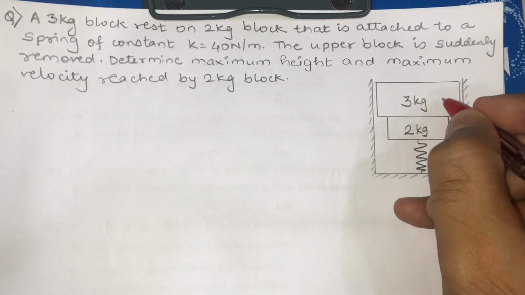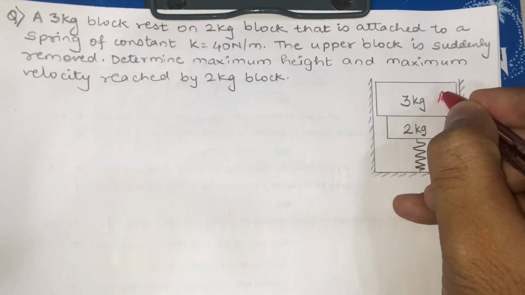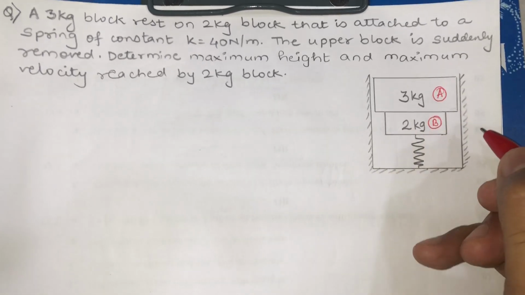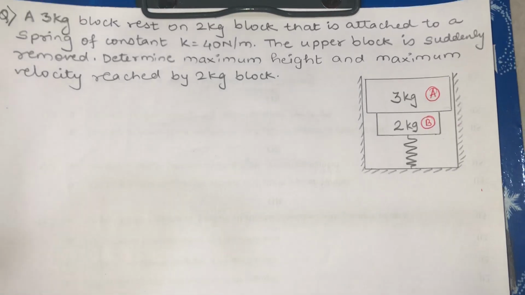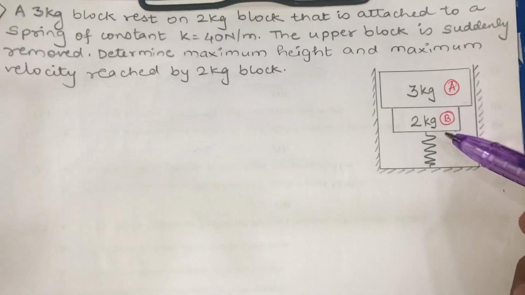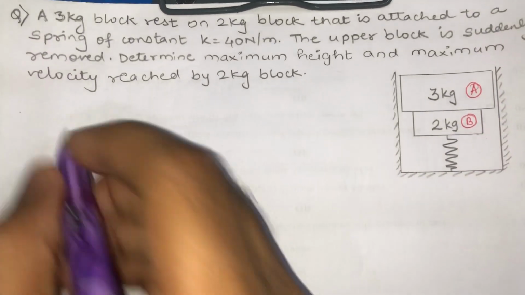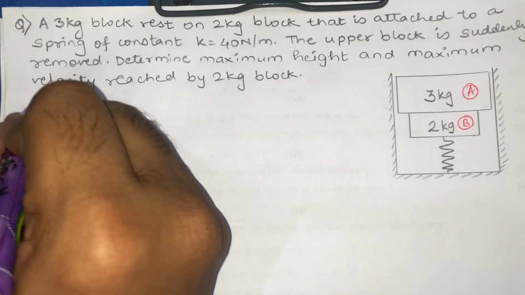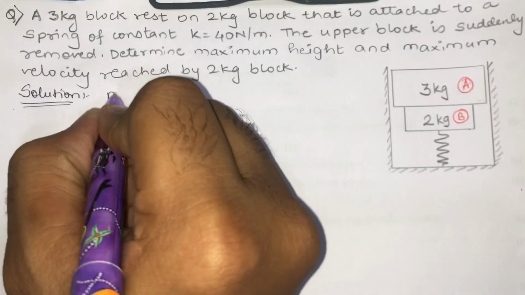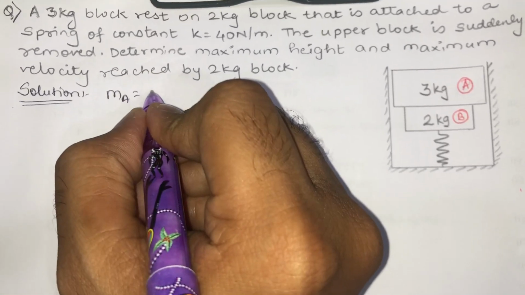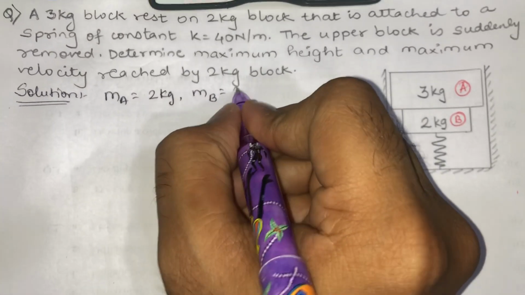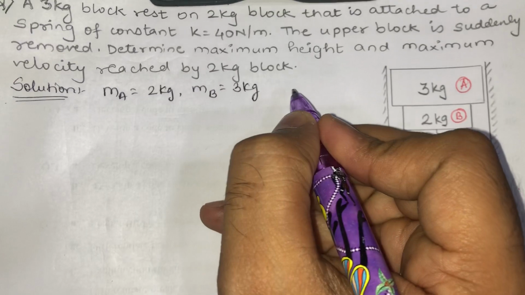Let's consider this block as block A and this block as block B. Let's see the data that is given, and this is the question which is already mentioned with the figure. So talking about the solution, here the mass of block A is given, that is 2 kg. Similarly, the mass of block B is given, which is 3 kg.